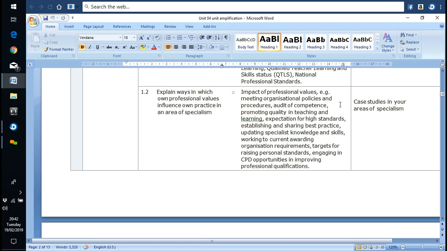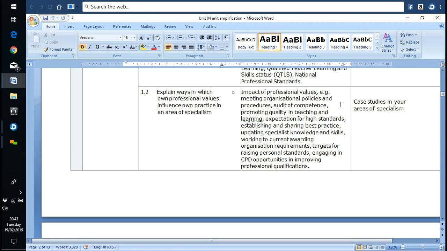So it's promoting quality in teaching and learning, expectation of high standards, establishing and sharing best practice, updating your own specialist knowledge and skills, and working to current awarding organisation requirements, targets for raising personal professional standards, CPD, and engaging in those CPD opportunities in improving professional qualifications.